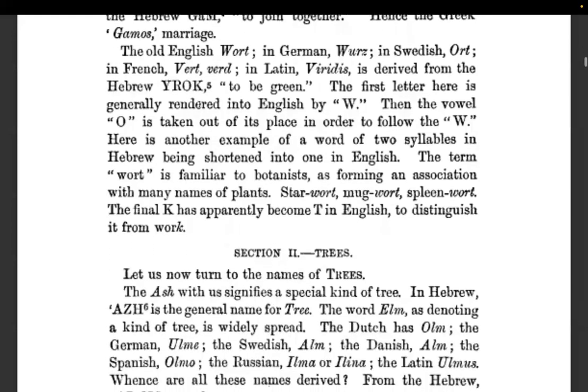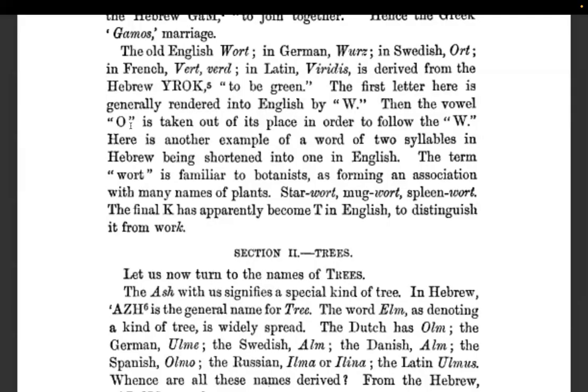The Old English wart, in German ruse or warus, in Swedish ort, in French vert or verd, in Latin viridis, is derived from the Hebrew yarok, to be green. And that I know viridian is a type of green, but I wasn't familiar with the rest of these.